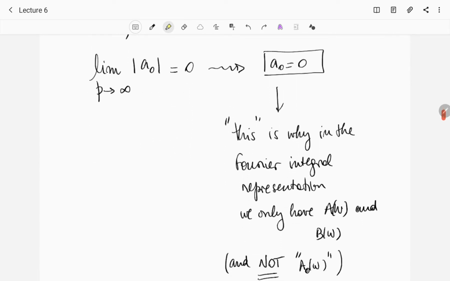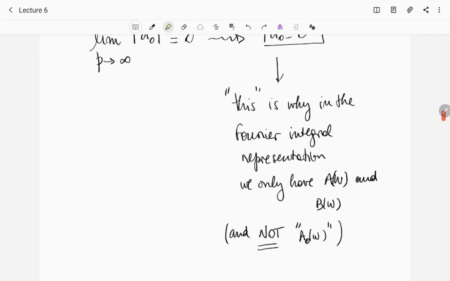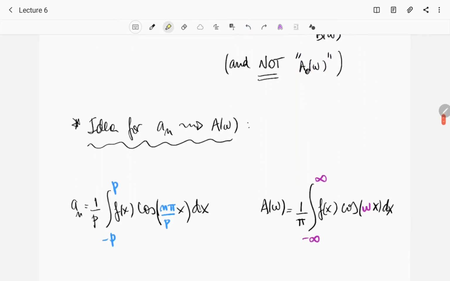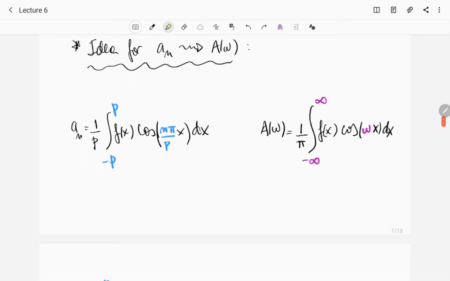This is why in the Fourier integral representation we only have A of omega and B of omega, and we don't have something like a capital A0 of omega. That was the easy part. For a_n and capital A of omega you need to pay more attention, but don't worry, this is not important for solving the exercises. It's just if you are curious to know how we can prove it.